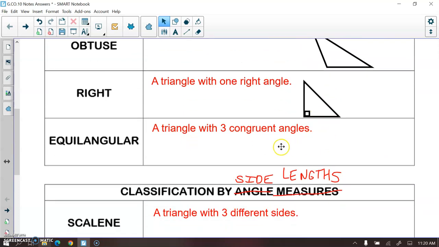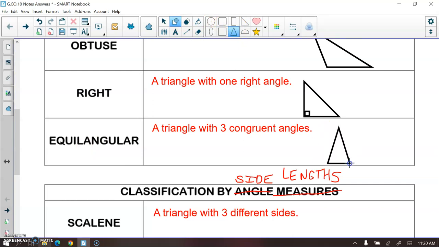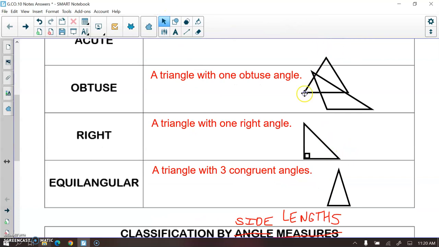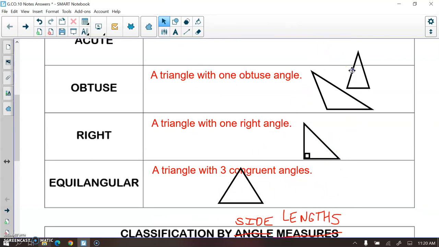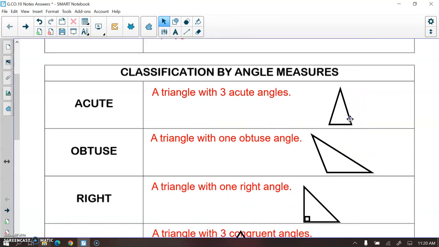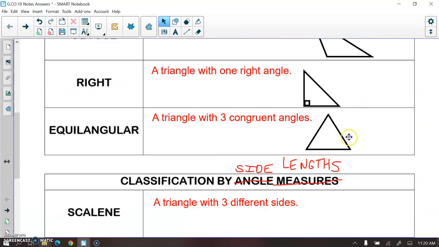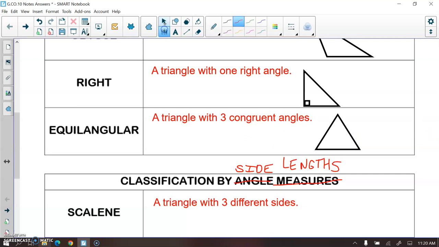And then the last classification for angle measures is equiangular. So an equiangular triangle is a triangle that has three congruent angles. And actually, I'm going to flip-flop these because this one actually looks more equiangular. This is more acute. So this is an equiangular triangle, but actually we wouldn't know that just by looking at it. We would need to know that all three of these angles are congruent.